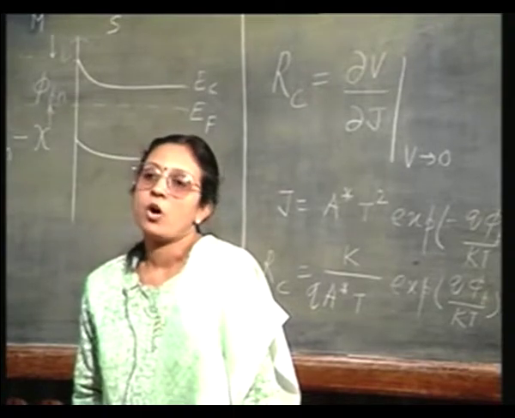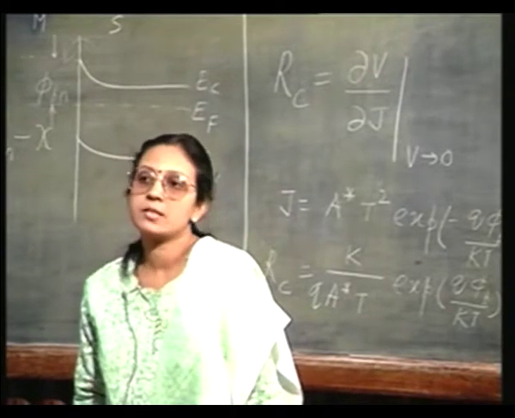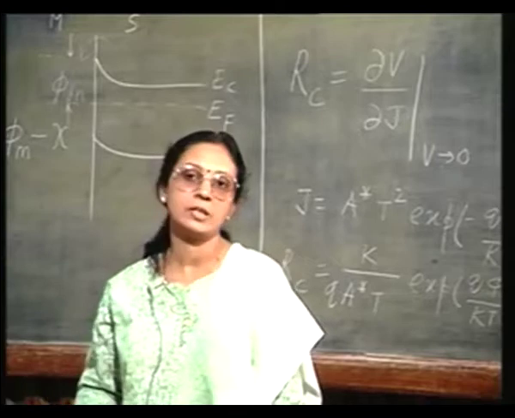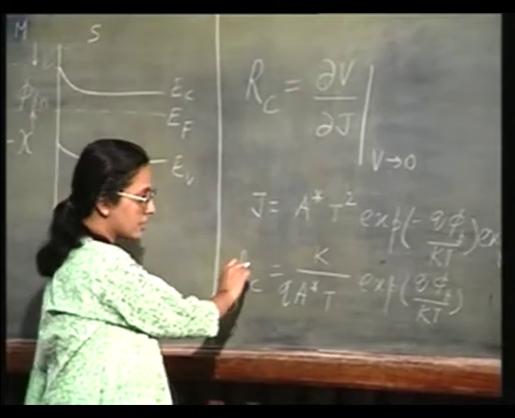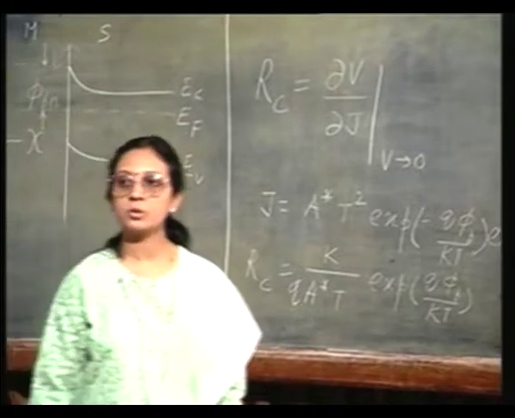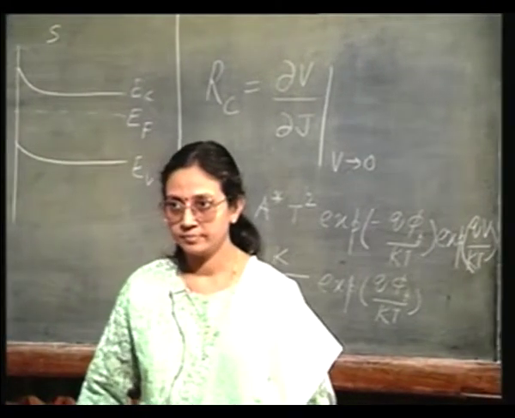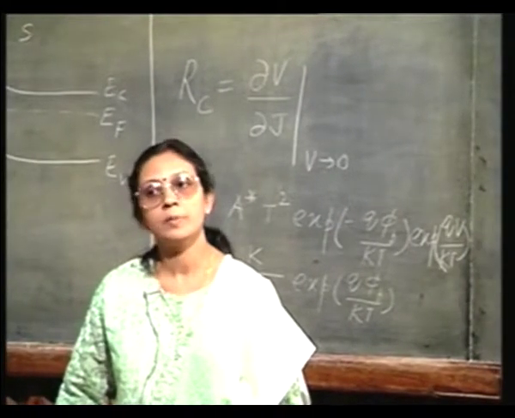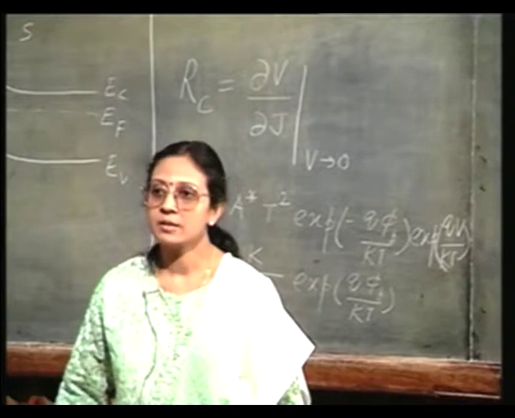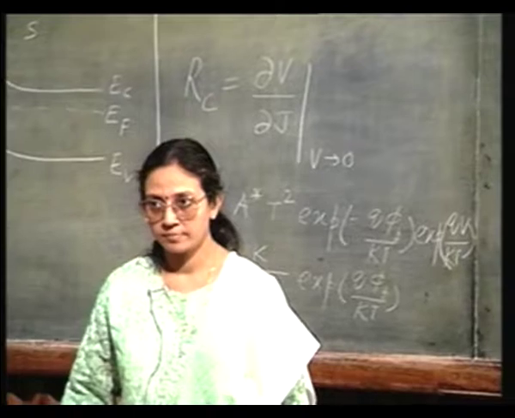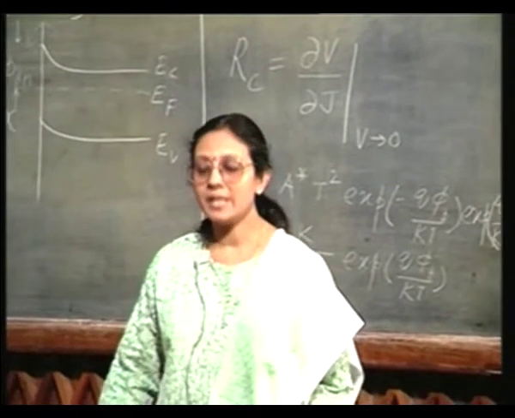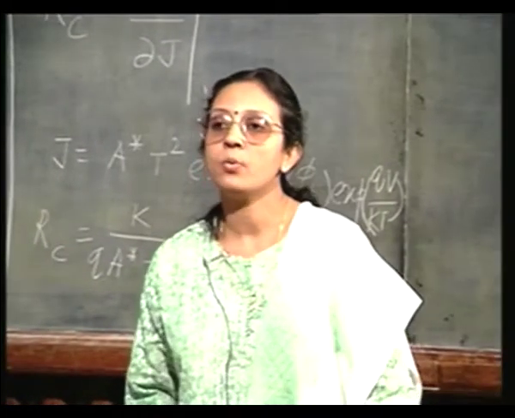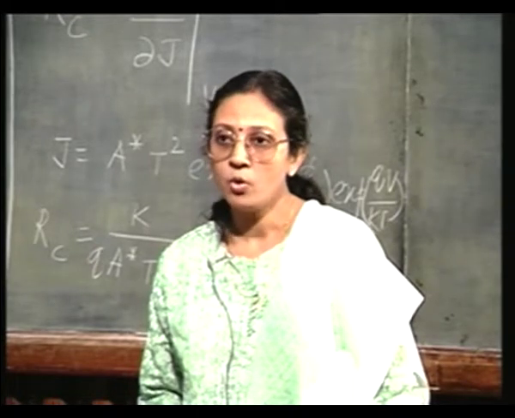That means, all other factors remaining constant, A* is the Richardson's constant, its value is 120 for silicon, T is the temperature. So, for a given temperature, the contact resistance is directly proportional to exponential q phi_B by kT. The bigger the barrier is, the bigger is the contact resistance. You have to keep this in mind, because I want very low contact resistance for an ohmic metal.